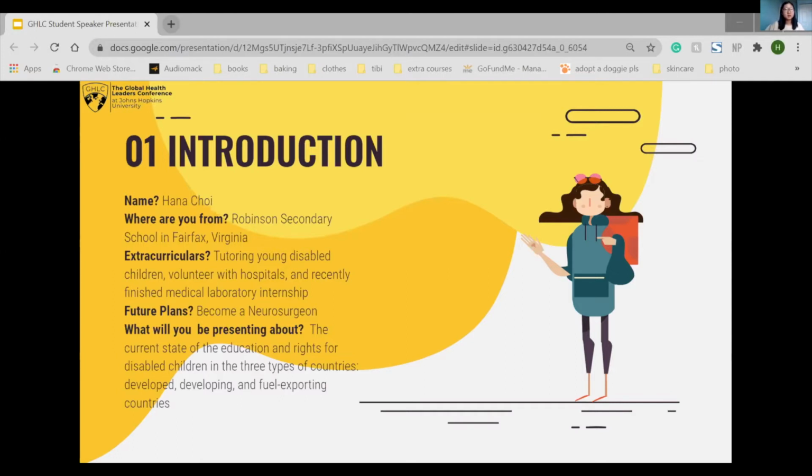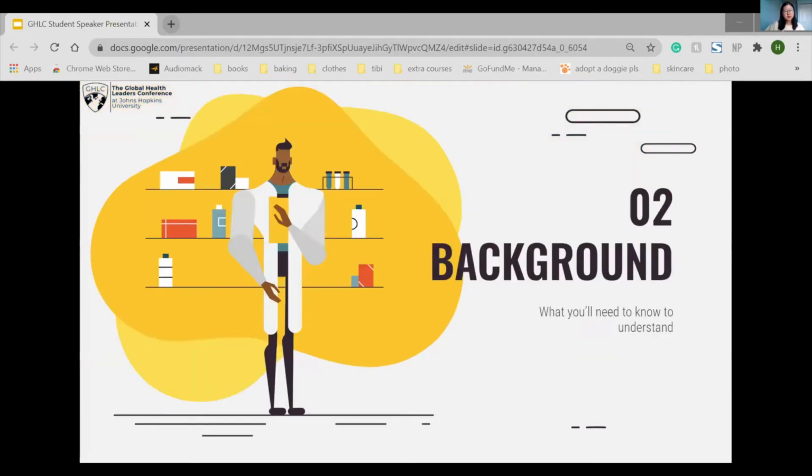And today I'm going to be presenting on the current state of education and rights for disabled persons in the 3 types of countries: developing, developed, and fuel exporting countries. And here's some things that you need to know about my presentation before we get started.